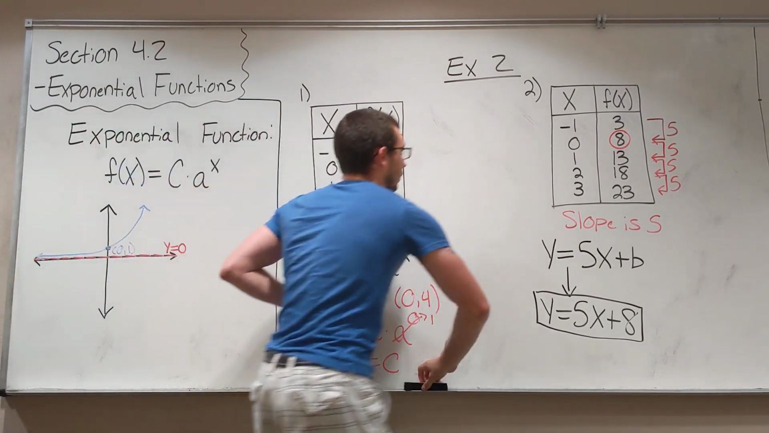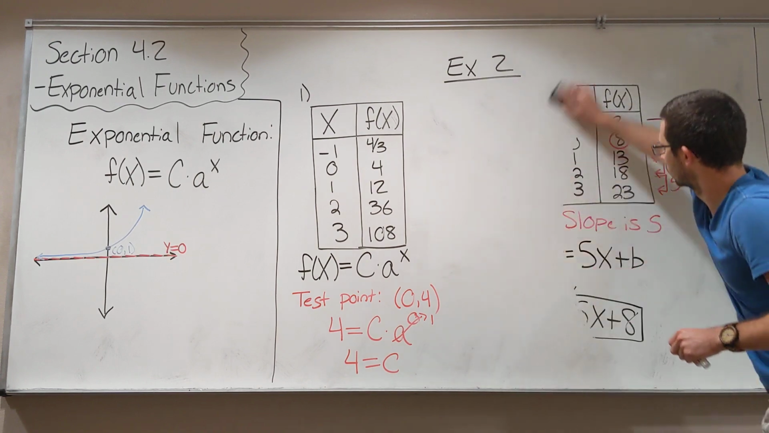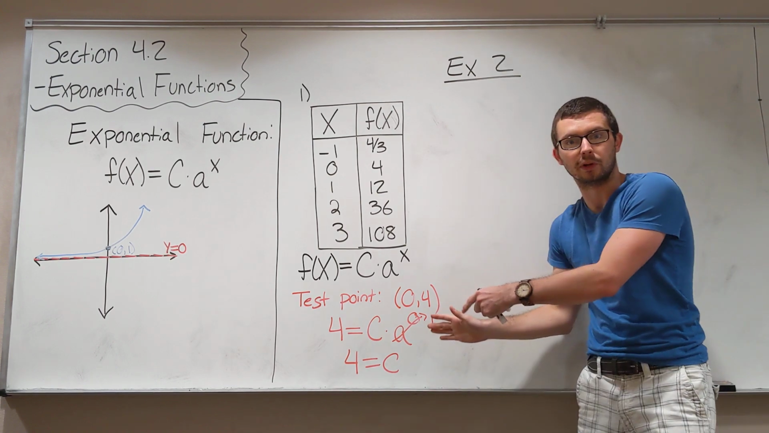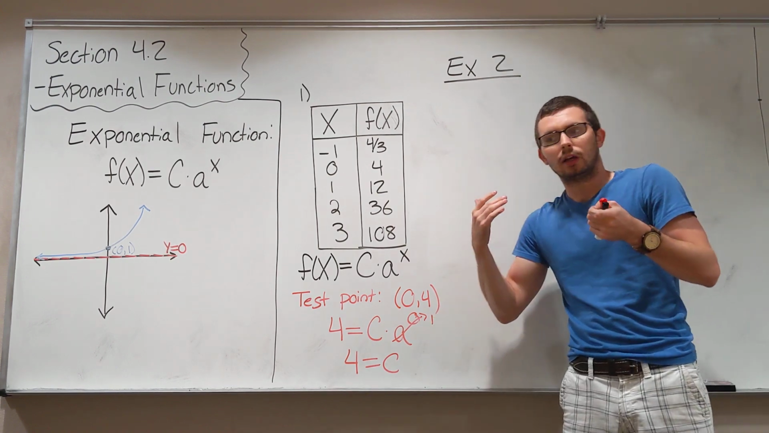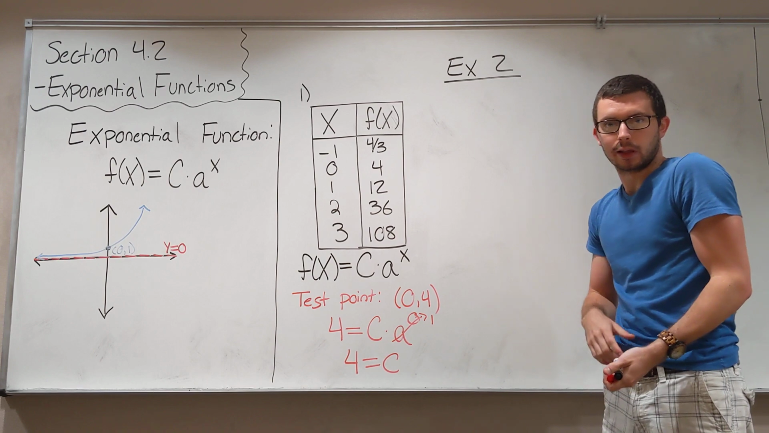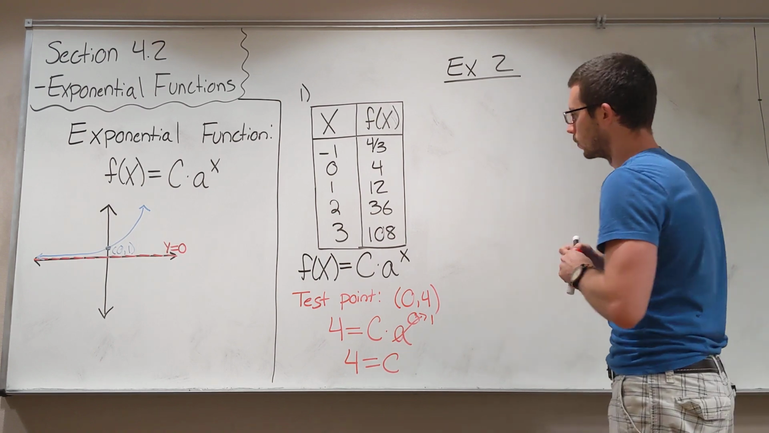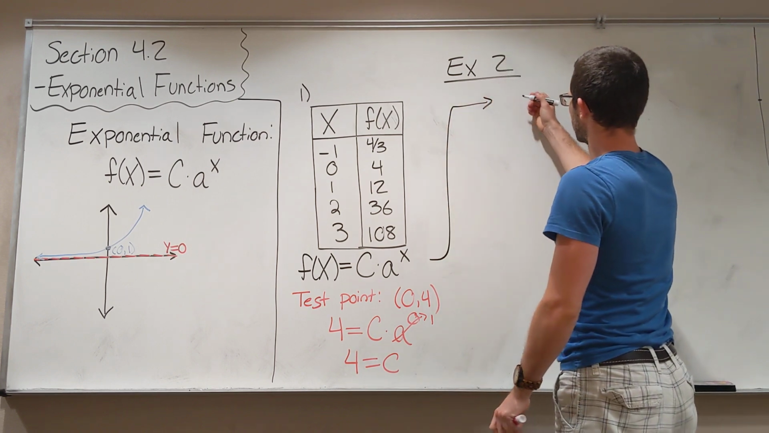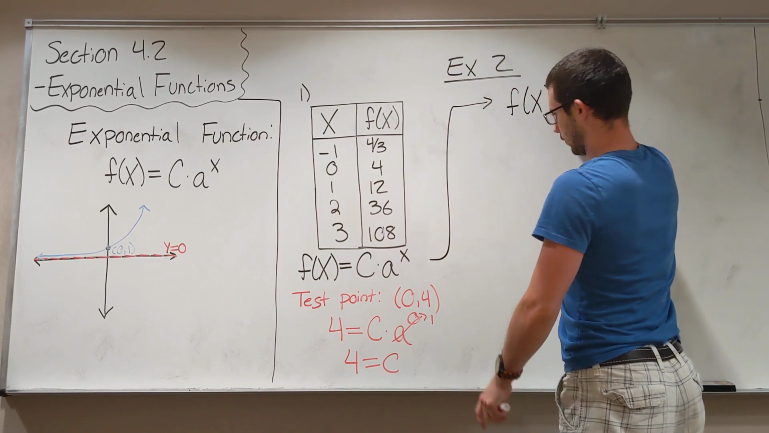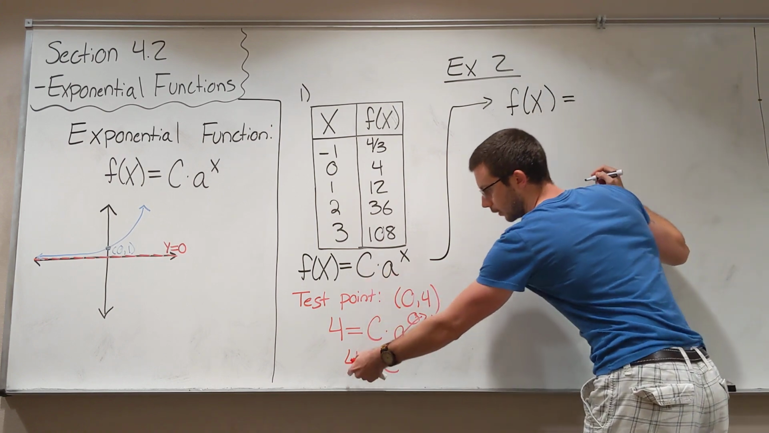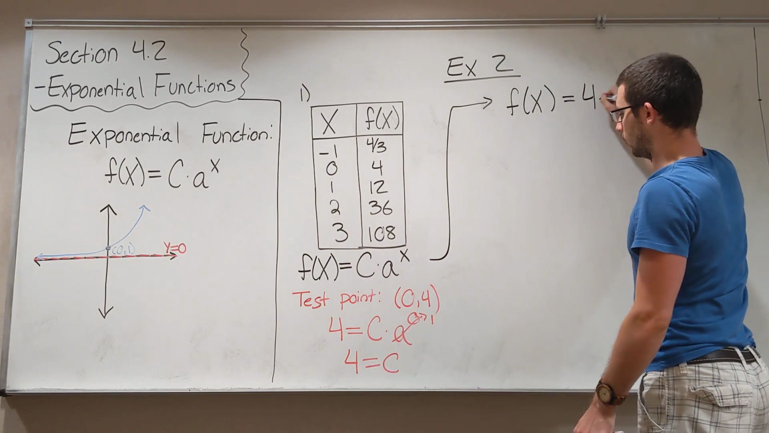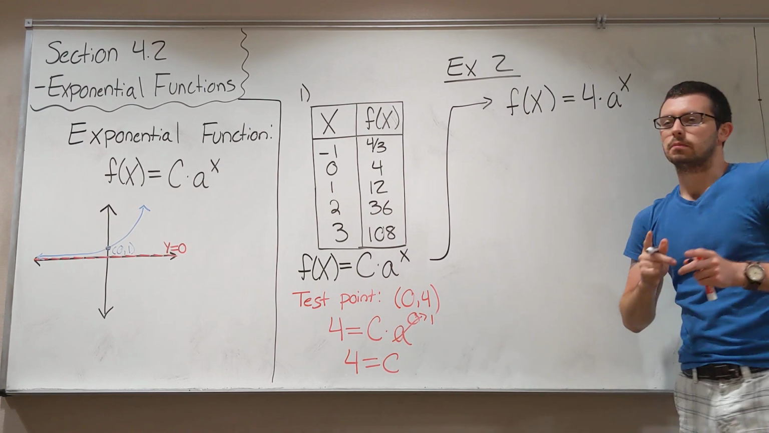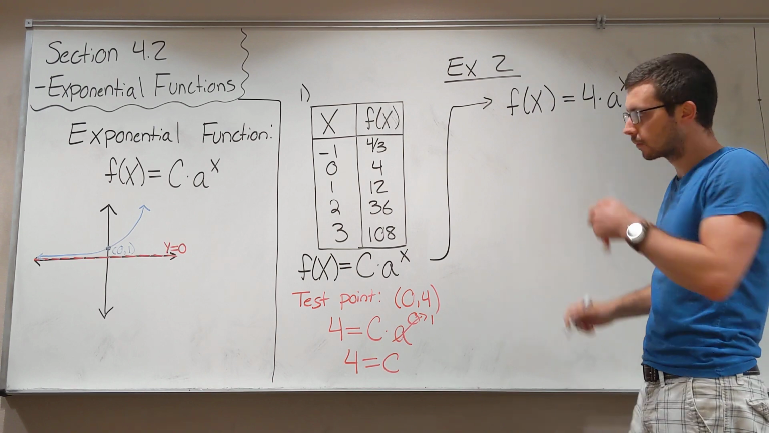And so now that we get that, we can go ahead and, remember, this was a test point. This was just a temporary set of values that we plug in to figure out a constant. So now we can update our starting function to f of x is equal to, well, c is 4. So now 4 times a to the x. But we're not done, because we need to figure out a.